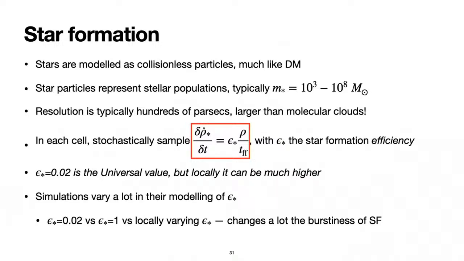Sorry? The dot is a time derivative, or is it? It's a time derivative, yeah. So it's a rate of star formation in a given... Yeah, it's a rate of the star formation rate. Sorry? It's the rate of star formation. The dot is a type of... Ah, sorry. There shouldn't be a dot here actually, because it's already a rate. Good point.